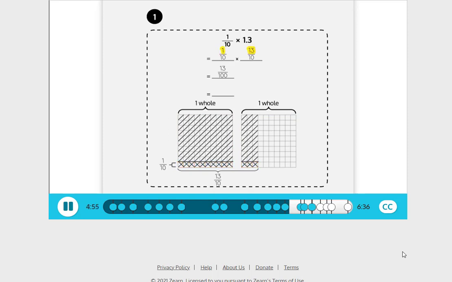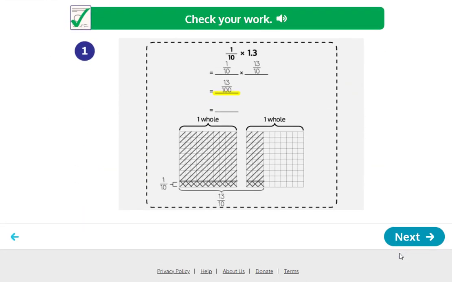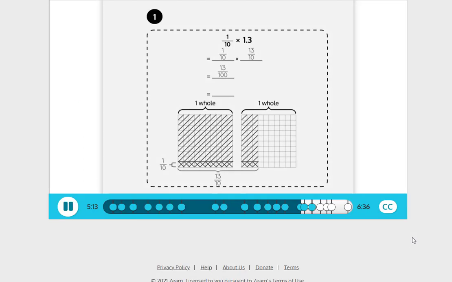We can also multiply the numerators and the denominators to solve. 1 times 13 equals 13, and 10 times 10 equals 100. So 1/10 times 13/10 equals 13 hundredths. Check your work. Now write 13 hundredths as a decimal here.